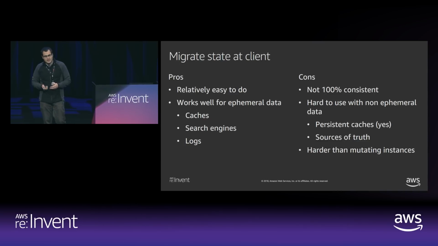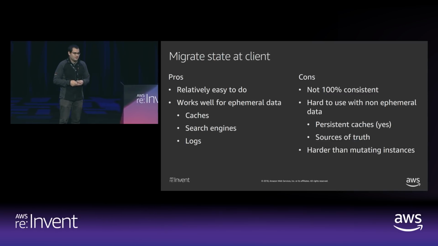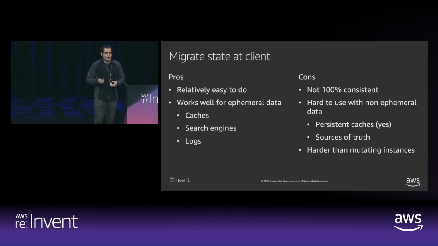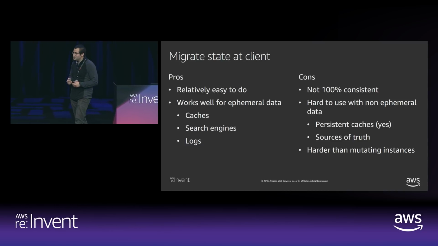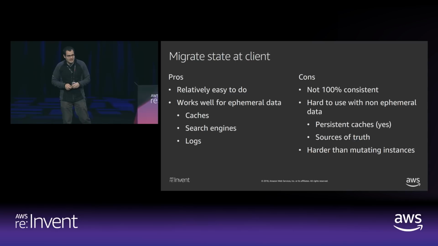But it has some cons too, which is, and some of you might have noticed, it's not 100% consistent. What happens if an operation succeeds on one side but not on the other? Well, then you have a little bit of inconsistency. And for caches, search engines, and logs, this maybe isn't the biggest deal, but it's hard to use it for ephemeral data, or sorry, for non-ephemeral data, things like persistent caches, which is maybe an oxymoronic term.